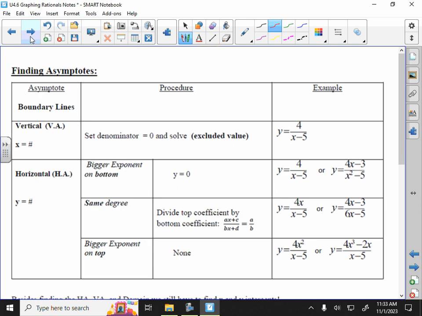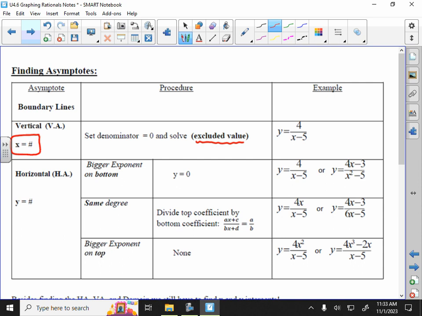All right, so let's turn it over. And so here's how we find the asymptotes. Vertical asymptote, again, that's the easy one. Just set the denominator equal to 0 and solve for x. Okay, again, it's the excluded value to the problem. It's always x equals a number. All right, so make sure it's always x equals.